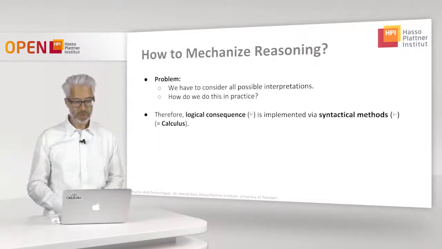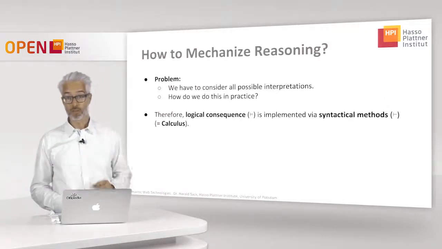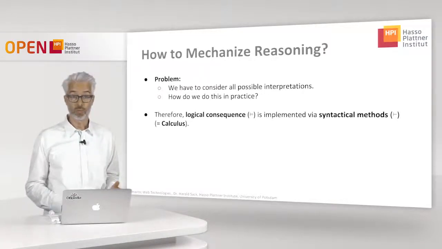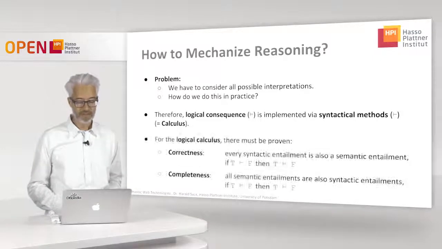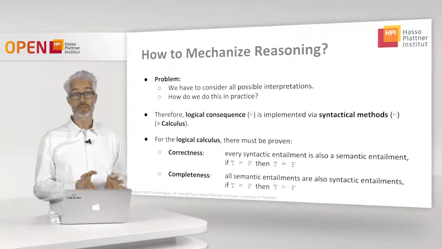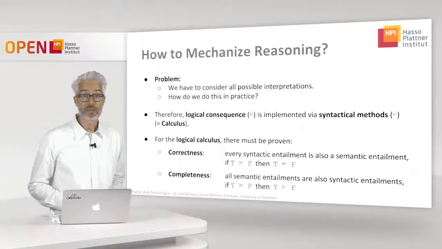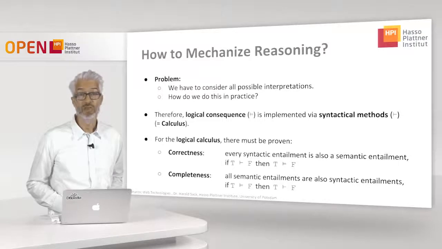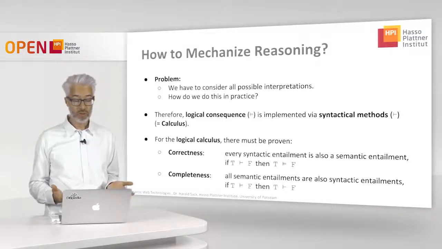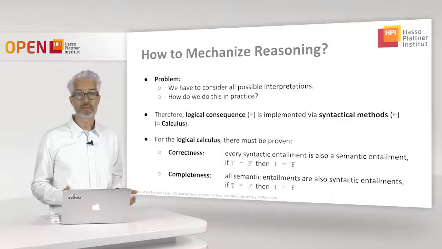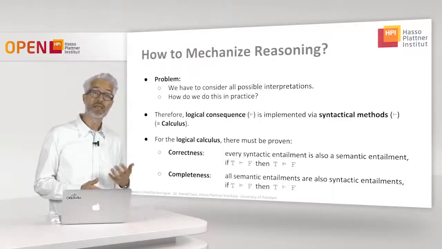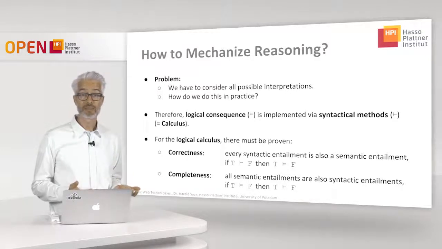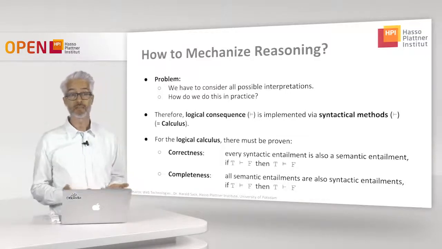So logical consequence, you know this entailment sign, is implemented via syntactical methods. And with this, we define a calculus. For the logical calculus, the reason why it holds is that we first have to prove correctness and also completeness. For correctness, we have to show that every syntactic entailment is also a semantic entailment. And vice versa, for completeness, we have to prove that all semantic entailments are also syntactic entailments.